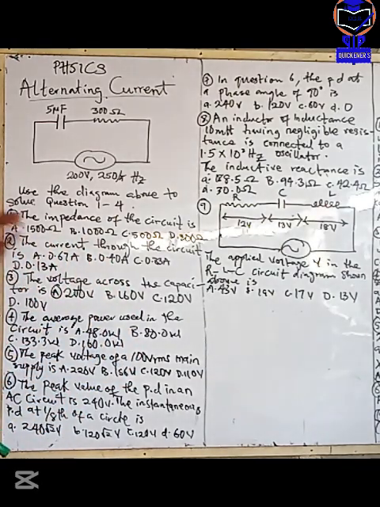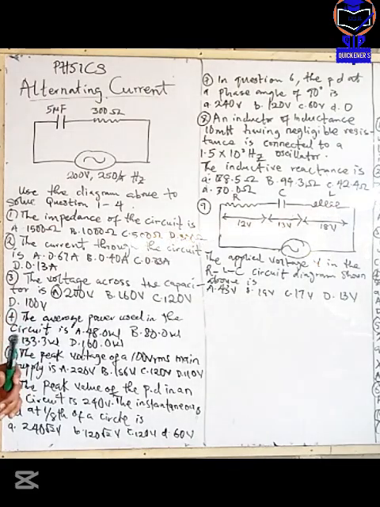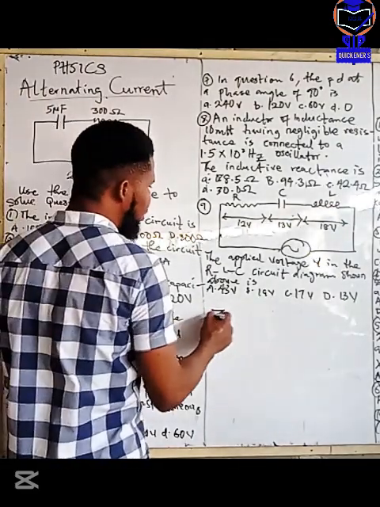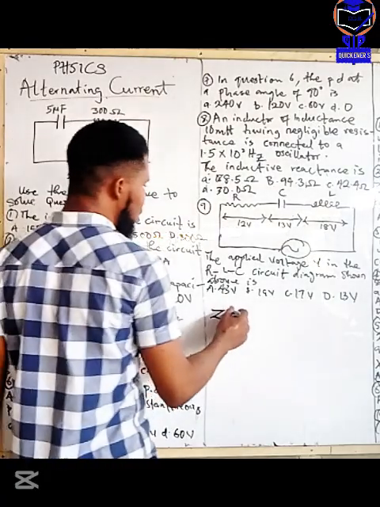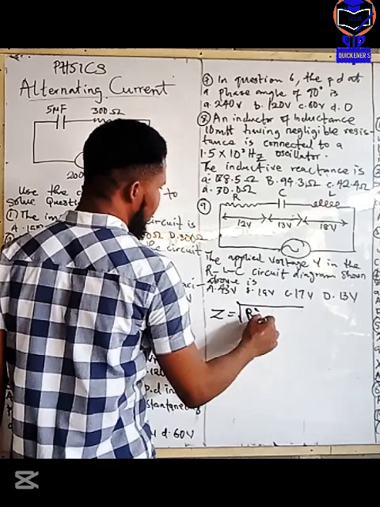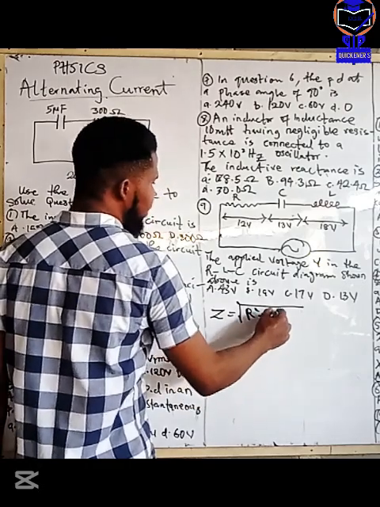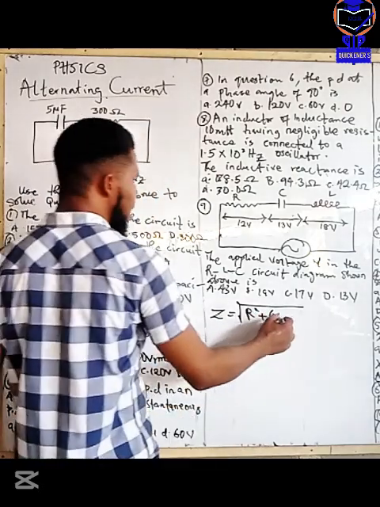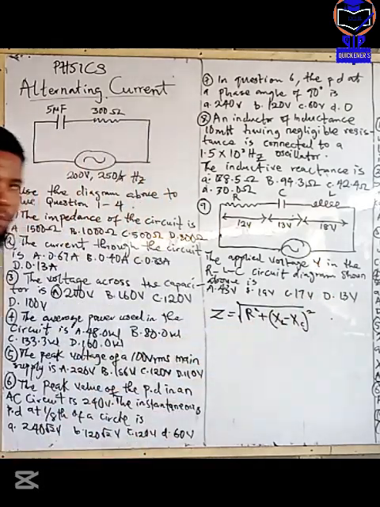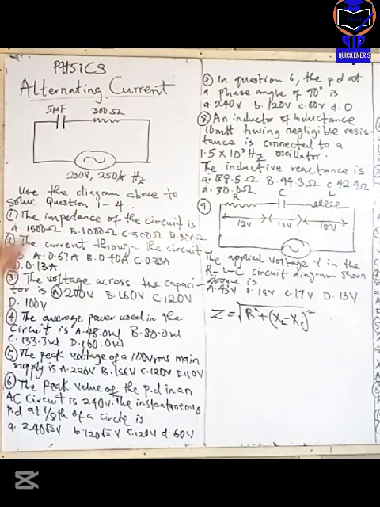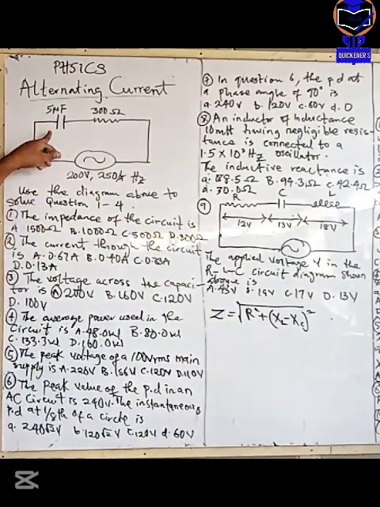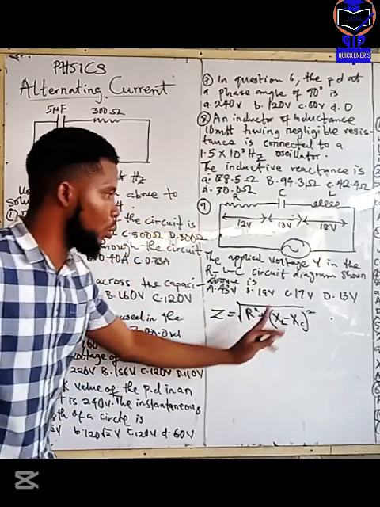So how do we calculate this impedance? This impedance is calculated using a special formula. Impedance is represented by Z. So Z is given as the square root of R squared plus the reactance in an inductor minus the reactance in a capacitor, all squared, as simple as ABCD. Now the question is, do we have reactance in an inductor? No, all we have is reactance in a capacitor. So we're just dealing with the first two.